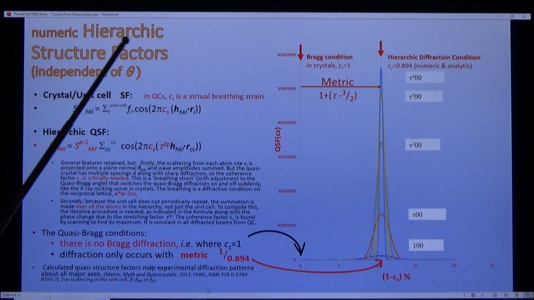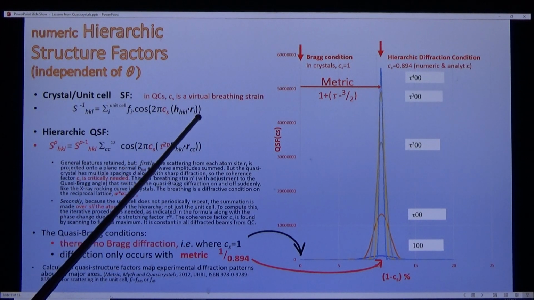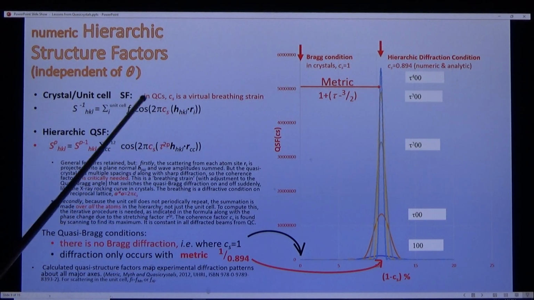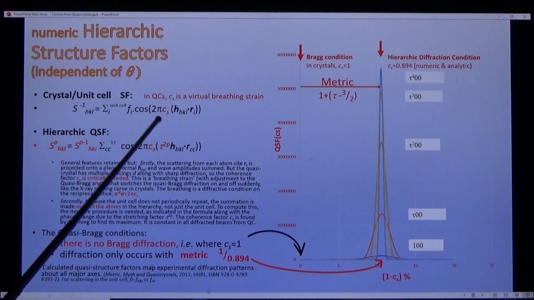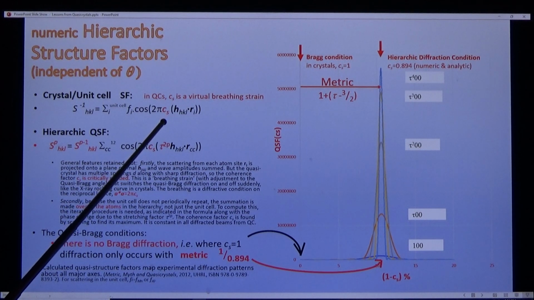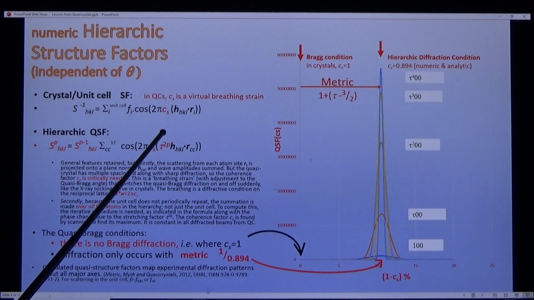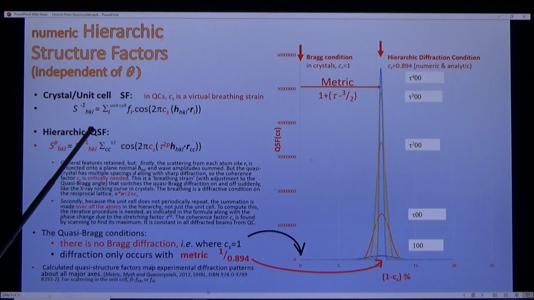So we know the structure. How do we calculate the structure factor? In the crystal, we project each atom in a unit cell onto a selected plane normal and sum the cosine phases. In the quasicrystal, we make two adjustments. Because we have multiple interplanar spacings, as was evident in the last slide, we include a coherence factor CS. And because our unit cell is now periodically repeating, we have to evaluate the structure factors iteratively over the whole quasicrystal, not just the unit cell.